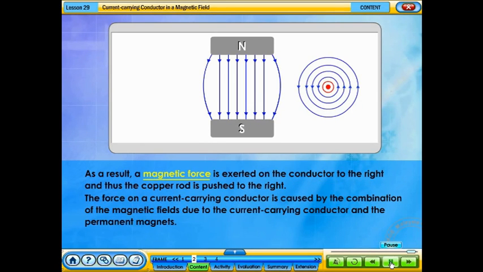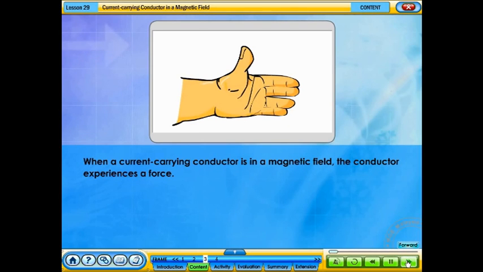The force on a current-carrying conductor is caused by the combination of the magnetic fields due to the current-carrying conductor and the permanent magnets. When a current-carrying conductor is in a magnetic field, the conductor experiences a force. How can the direction of the force be determined?